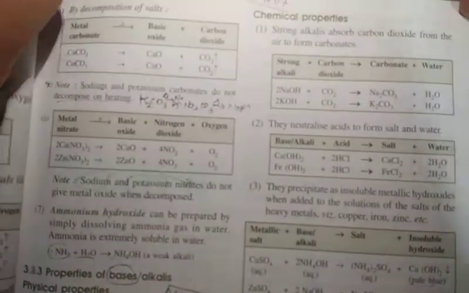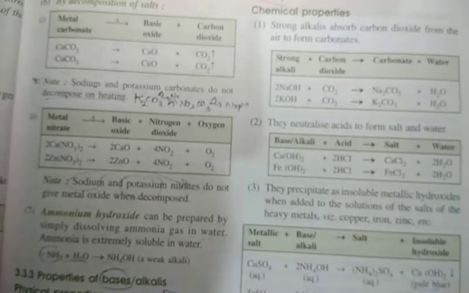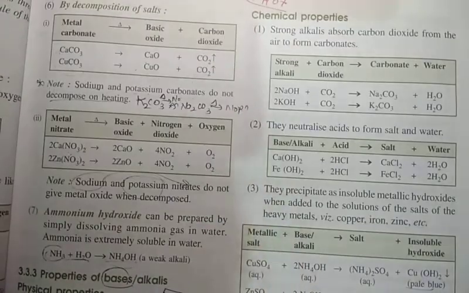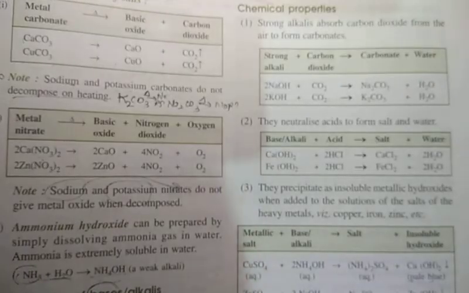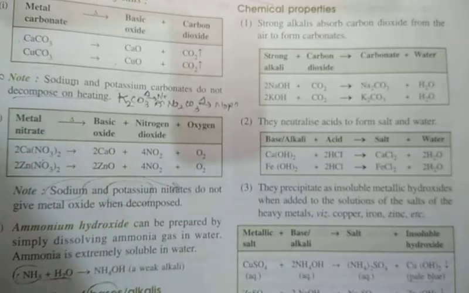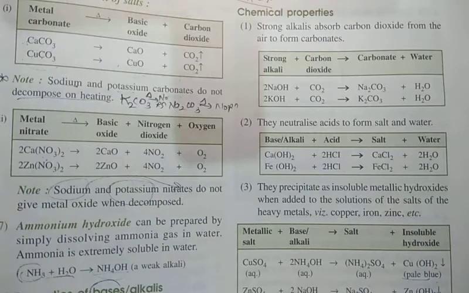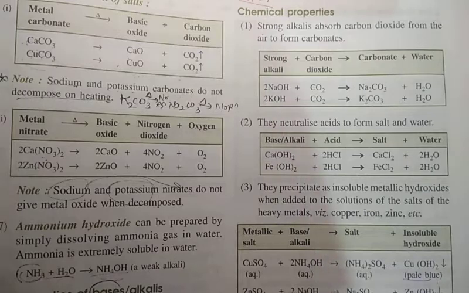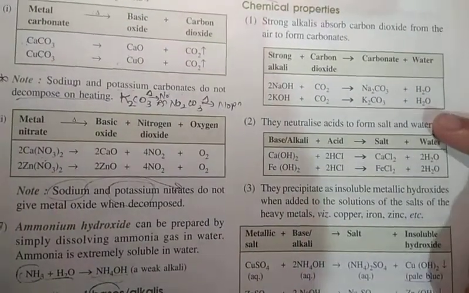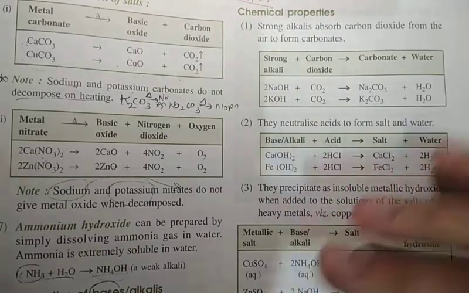the first chemical property of alkalis is that they react with carbon dioxide from the air, from the atmosphere. They absorb carbon dioxide and they form carbonates. As soon as they form carbonates, water is produced. This is the byproduct. Water is the byproduct. You can see these are the two strong alkalis. When they react, they form carbonates and water is released. It is a very simple reaction.